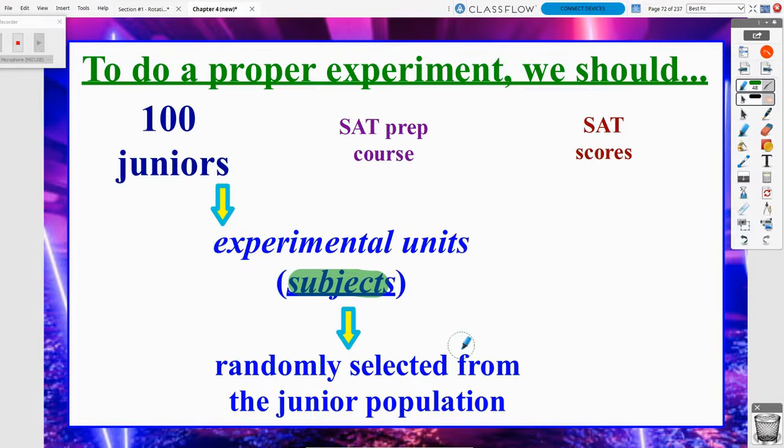Now, ideally, we should randomly select these people from our population. And if we were only going to focus on juniors taking the SAT, then ideally we should randomly select our 100 juniors from the junior population. Again, for a proper experiment, this is what we should do: randomly select them.